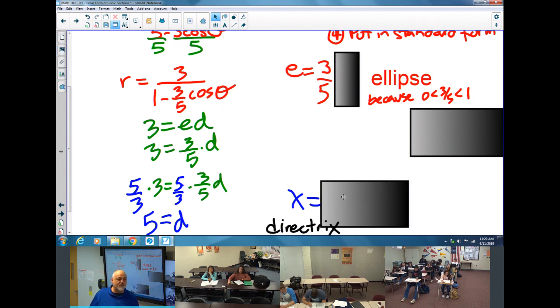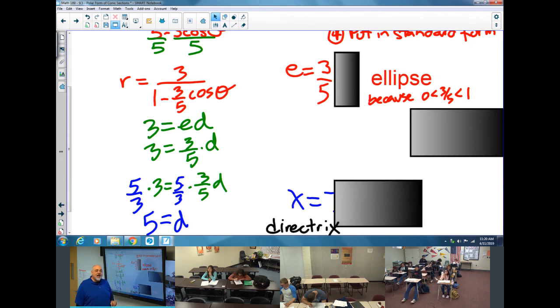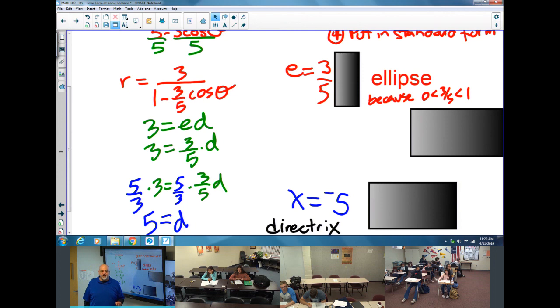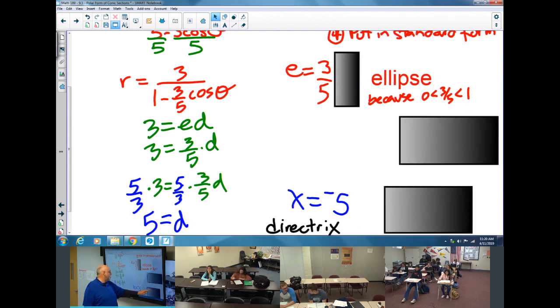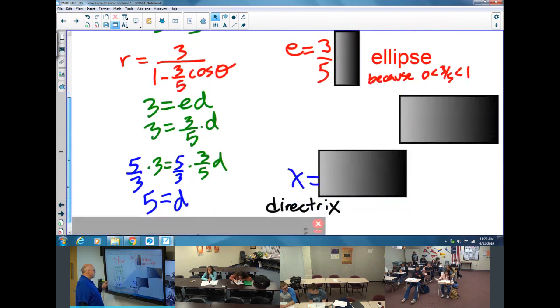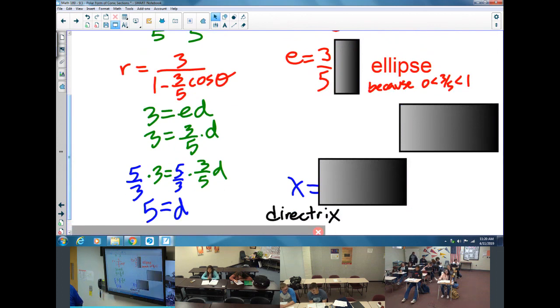Okay, the second piece of information is the sign in front of the E. So negative. So it's x equals negative, and then the last piece of information is the d. So x equals -5 is the equation of the directrix. So we have to have all three of those things put together. Okay? All right, any questions?